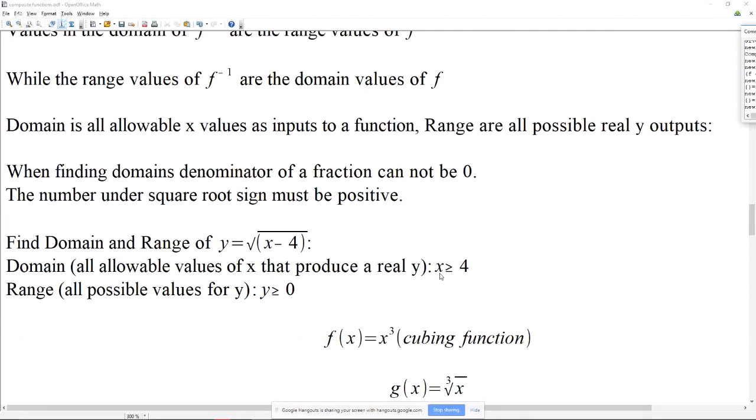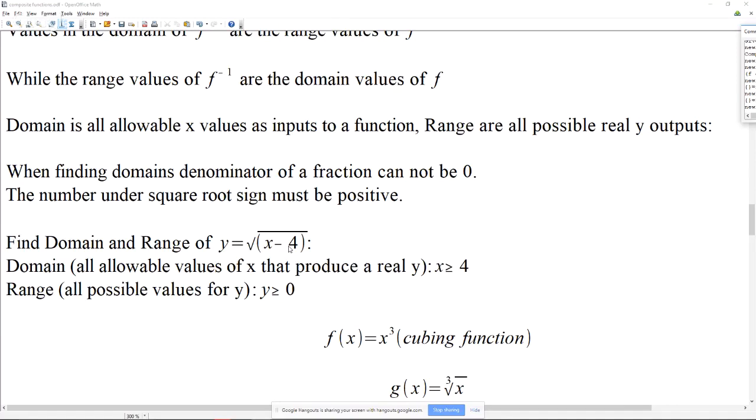Therefore, x has to be greater than or equal to 4. If I put 4 in here, I get 4 minus 4, which is 0. Square root of 0 is 0. I have a y output. Y is a real number. If I put 5 in there, 5 minus 4 is 1. Square root of 1 is 1. Y is a real number.